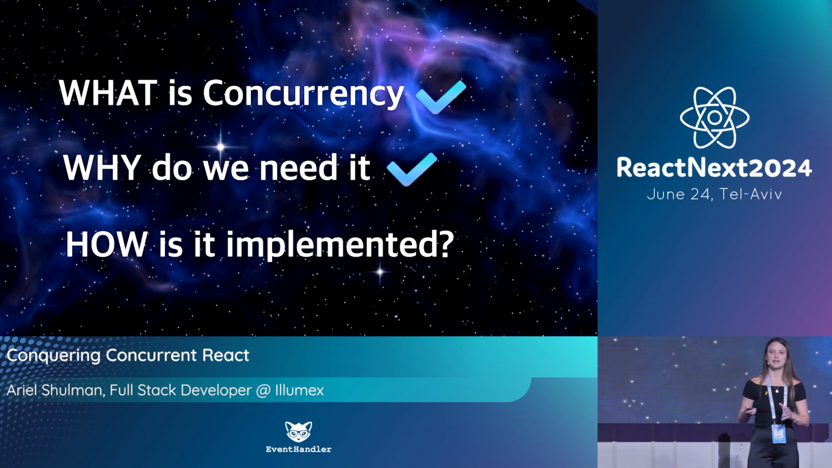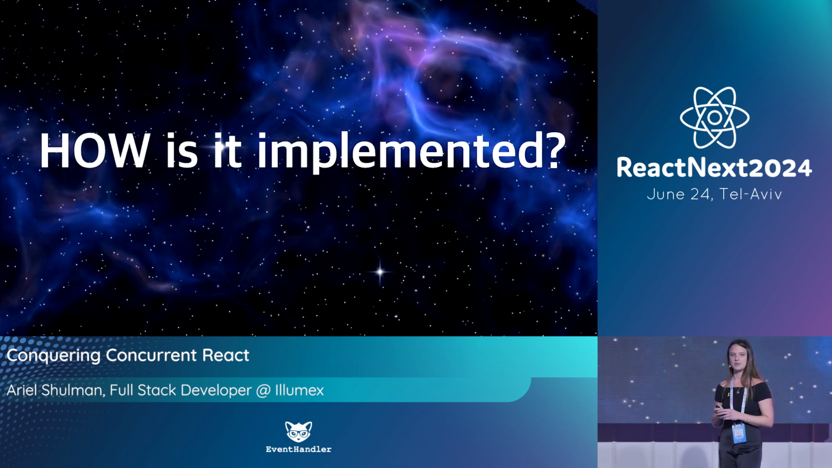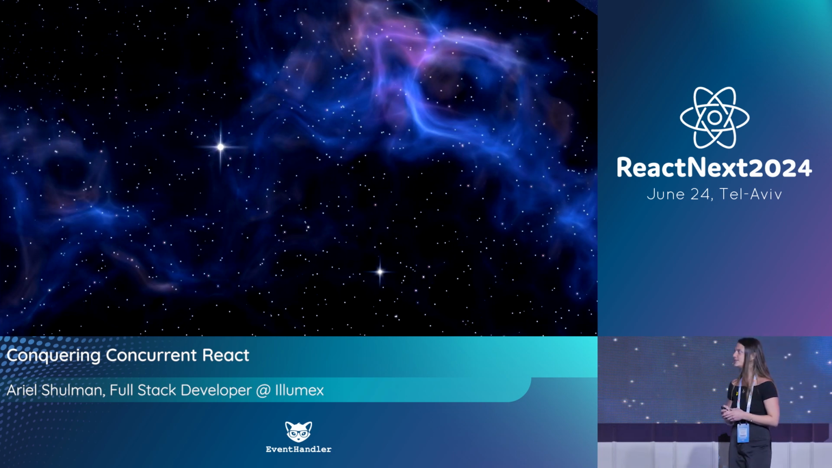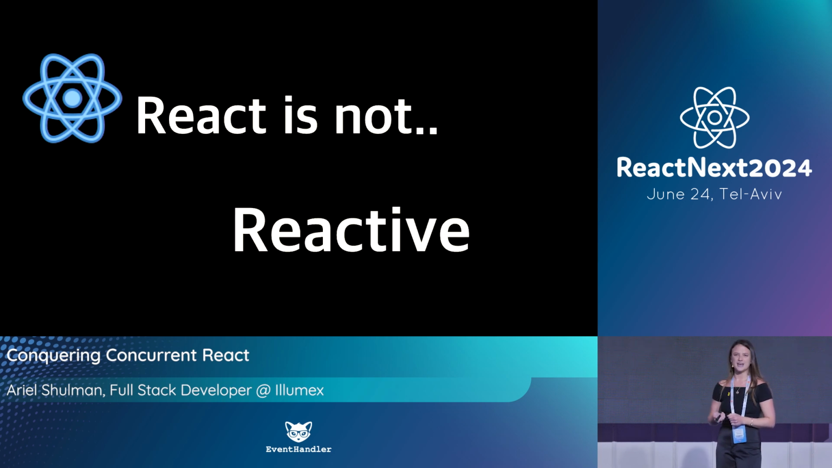So I think we understand why we need concurrency, because of the limitations that we are facing. We can start maybe discussing how it is implemented. Well, no, I lied. We can't really discuss it yet. Before we discuss implementation, let's make sure we all see React the same way. I'll explain. Well, React, funnily enough, is not reactive.